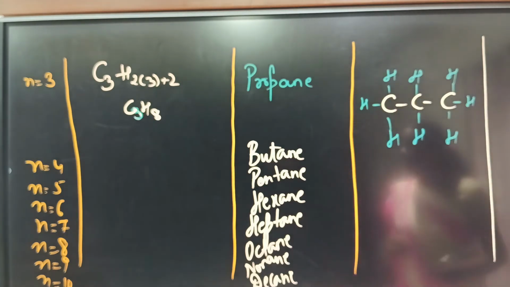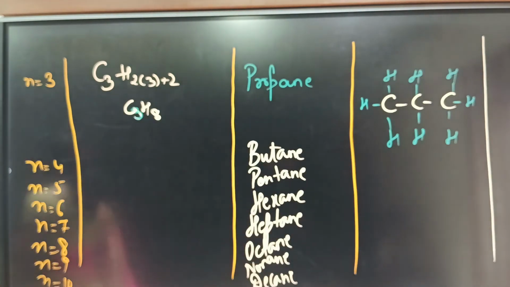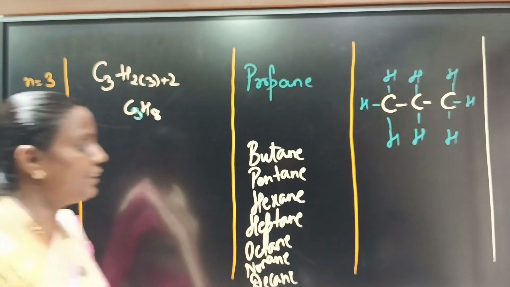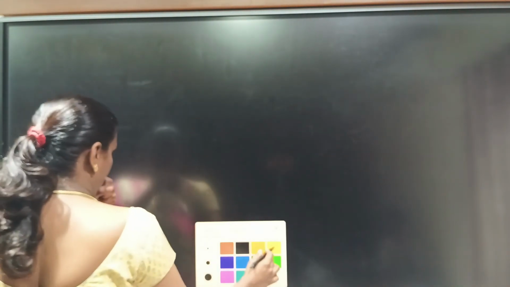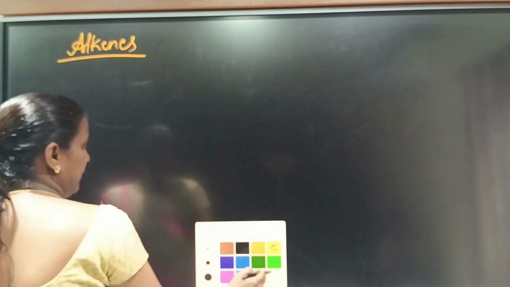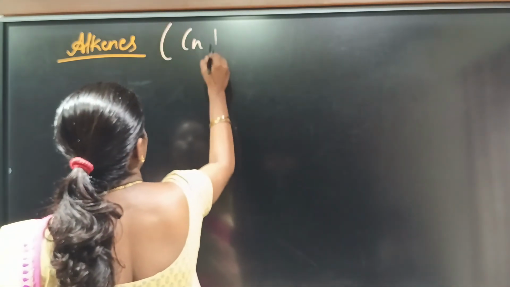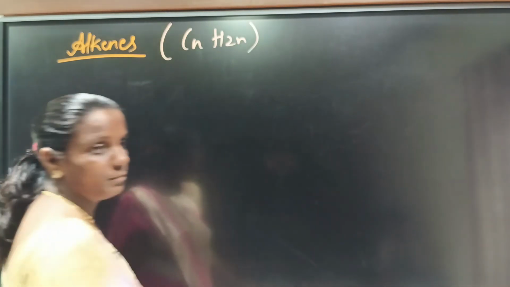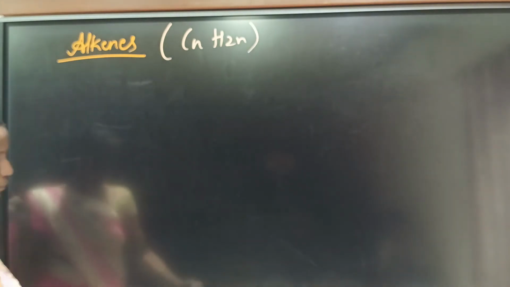Shall we move to the next one? Okay, which is the next hydrocarbon? Alkenes. Yes. What is the general formula of it? CnH2n, right? Fine. Now we'll start.